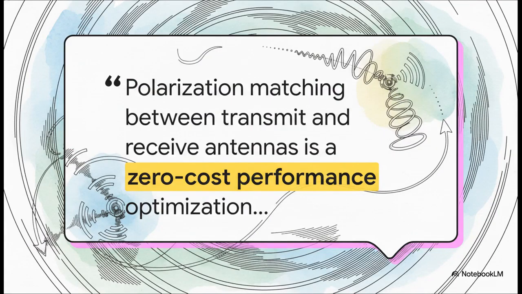And I really want to end on this fantastic quote from the source material, a zero-cost performance optimization. That just says it all, doesn't it? Simply making sure your antennas are correctly polarized costs you nothing in new hardware, but it can give you more performance than slapping on an expensive amplifier. It's the smartest, most efficient gain you can possibly get.